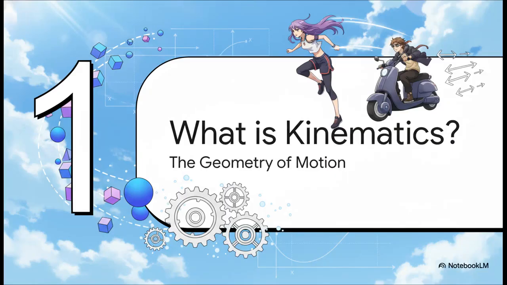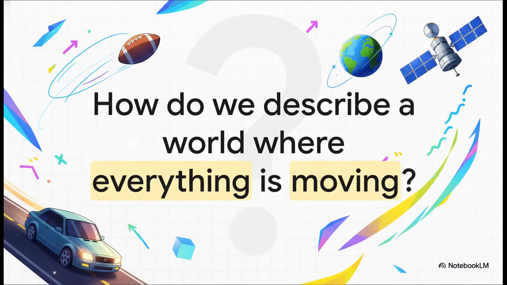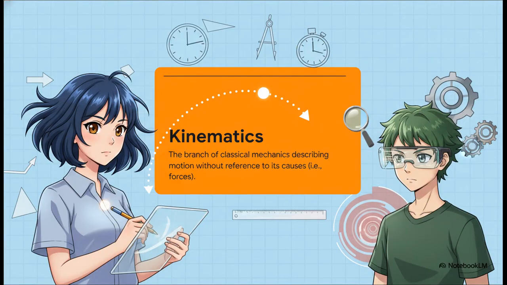Okay, so first things first. When we use this word kinematics, what are we actually talking about? I mean, just think about it for a second. A car heading down the highway, a quarterback throwing a perfect spiral, a satellite orbiting Earth. To understand any of that, let alone predict it, we need a common language. We need a set of rules, a mathematical way to describe what's happening. And that, right there, is kinematics.